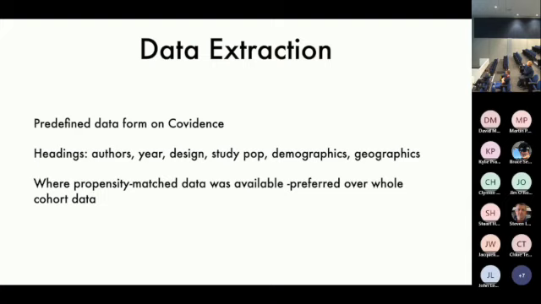We had a predefined data extraction form that we had in Covidence. And we used headings of authors, year, design, study population, demographics, and geographics. And where propensity match data was available, we preferred that over whole cohort data.